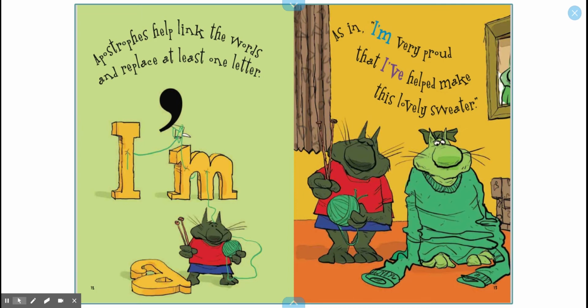Apostrophes help link the words and replace at least one letter, as in, I'm very proud that I've helped make this lovely sweater. She doesn't look too happy with her sweater, huh? So for I'm, they kick out the A and they add the apostrophe and squish those two words together.